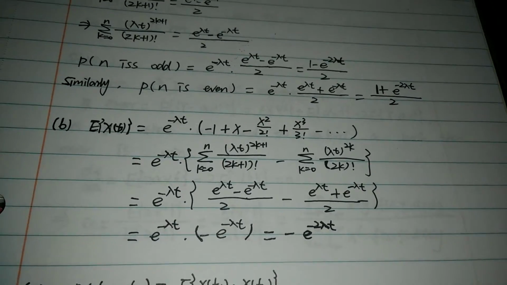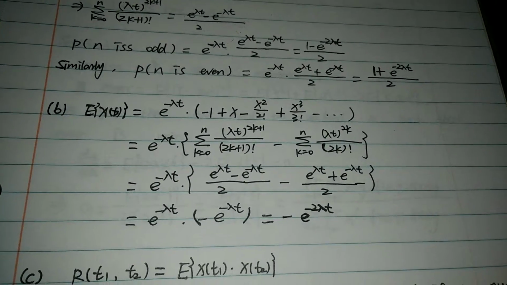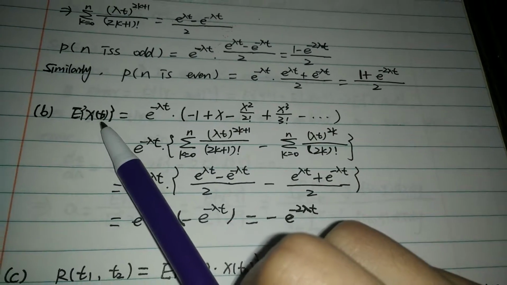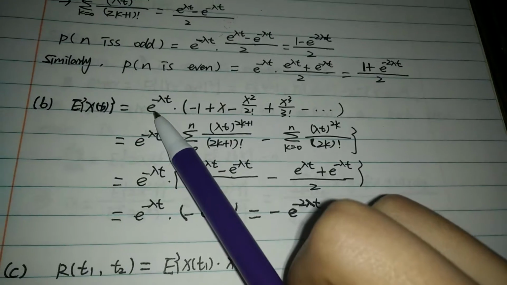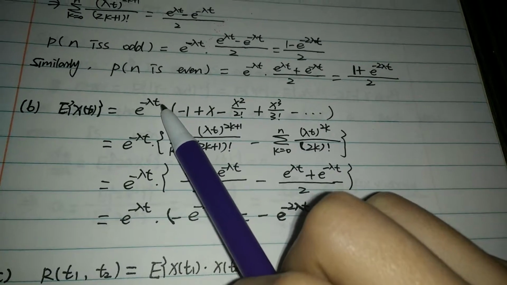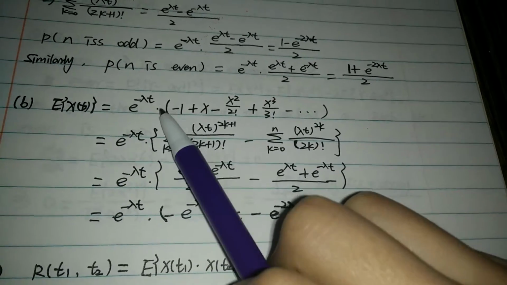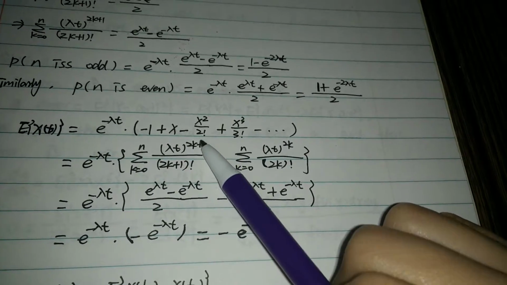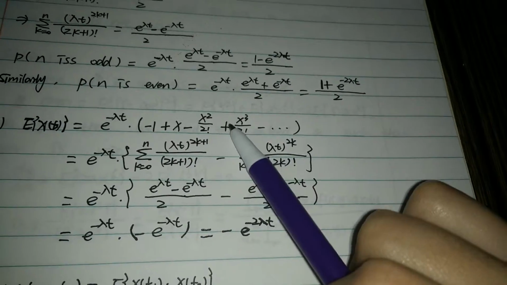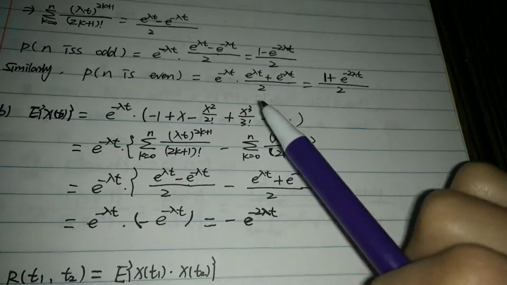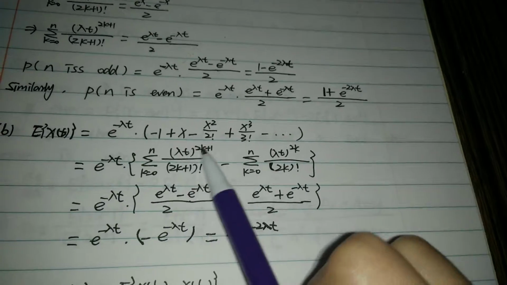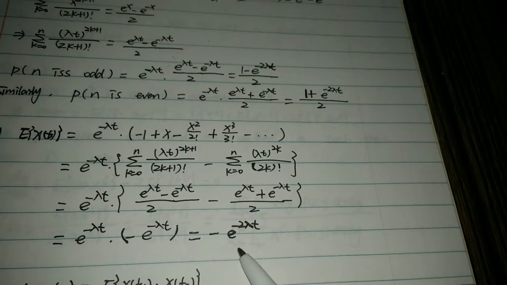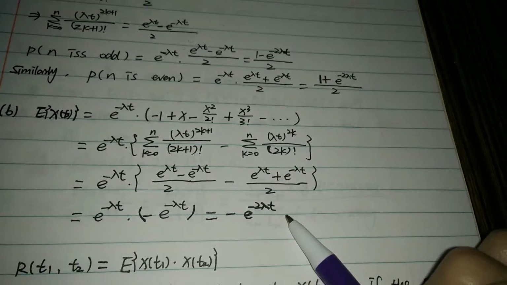For the second question, we need to find the expected value of x of t. So we can find that the expected value of x of t equals e to power minus lambda t times minus 1 plus x minus x to power 2 over 2 factorial plus x to power 3 over 3 factorial minus and so on. Through calculation, we can easily get that it equals minus e to power minus 2 lambda t.